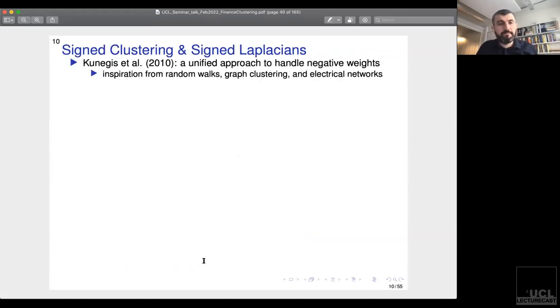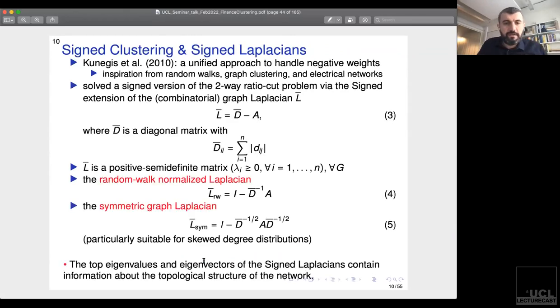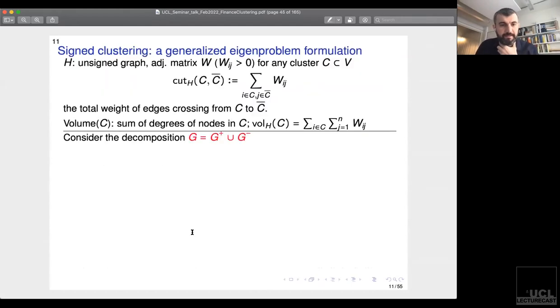Okay, so there's been some literature on the signed clustering problem that I'm mentioning here. I won't go into detail, but the idea is that people have used either the signed Laplacian or various normalized versions of the signed Laplacian for the purpose of obtaining a low-dimensional embedding of the node points, and then they recover the clusters from this low-dimensional embedding. But as you'll see in later experiments, we can do better than this.